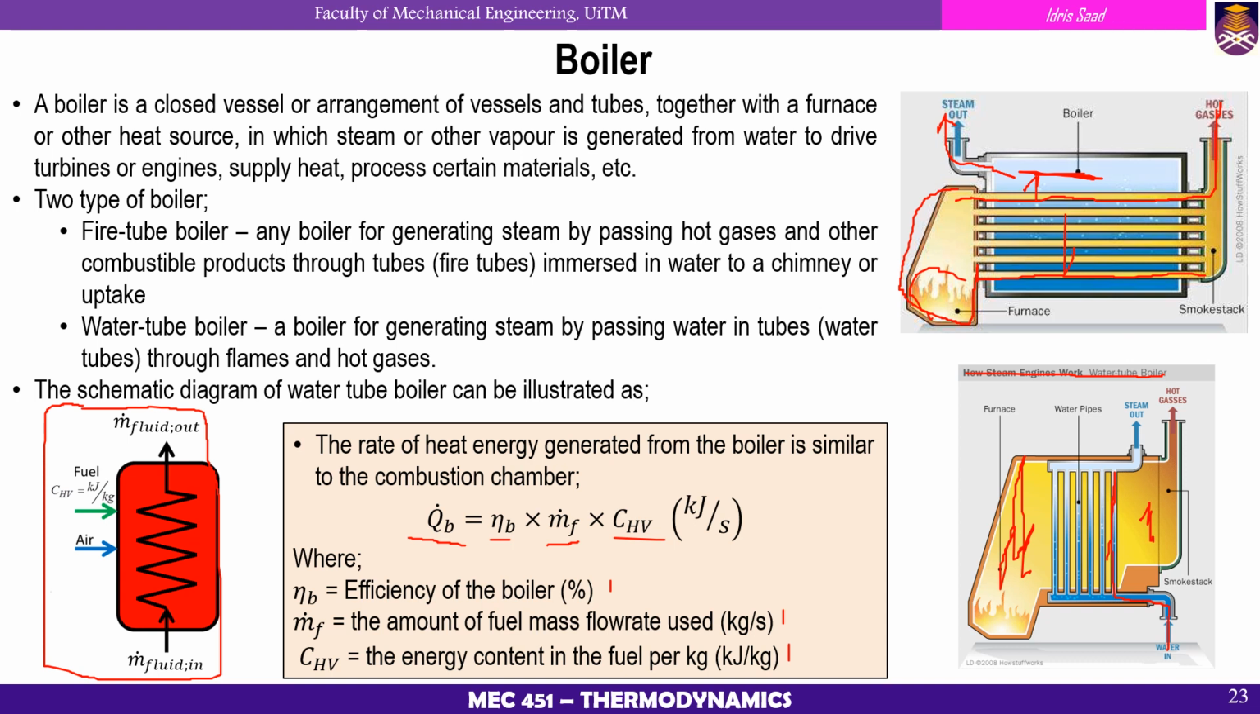This is where the fluid goes into. This is basically of the second type, which is the water tube boiler. So this is the fire. The fire needs fuel and air, so combustion occurs in the red color. The black color is basically the water. So this is the schematic diagram of the boiler, and this is the equation.